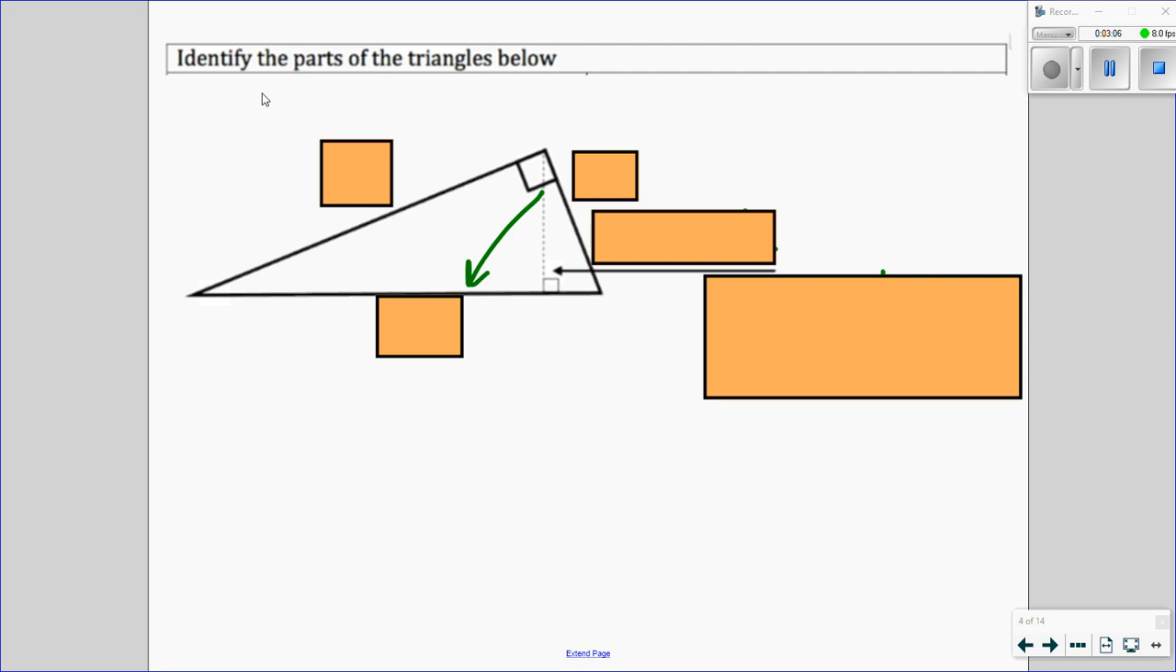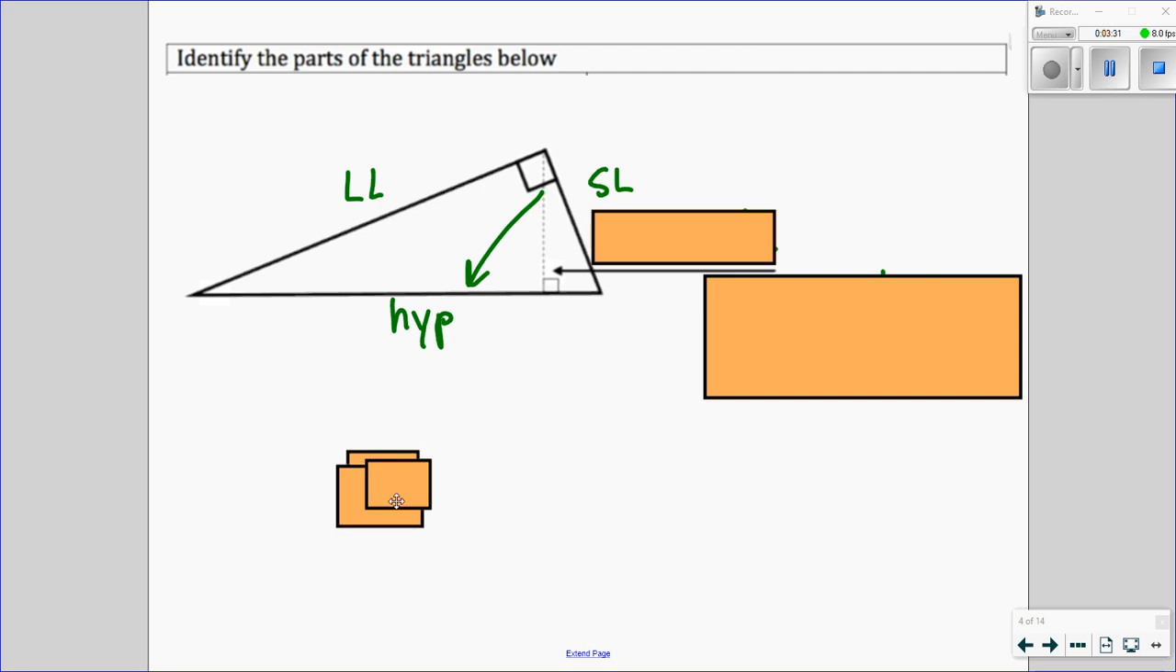So it says identify the parts of the triangle below. So as we can see, this slanted side, but the one that's sitting on its base, is the hypotenuse. And the reason why it's the hypotenuse is because it's across from the right angle, which is 90 degrees. Then we have the short side, and then the long side, which is, they're both legs.